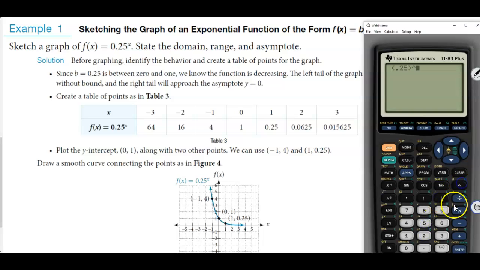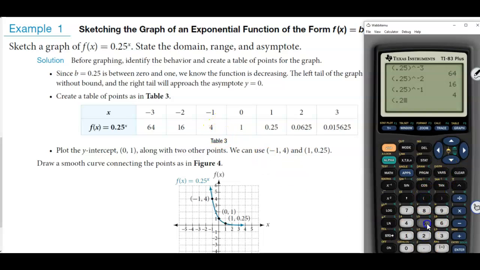Then we raise it to the exponent of negative 3, and what we get is 64. If we do the same thing again with 0.25 as our base and x equal to negative 2, that gives us 16. Again, 0.25 raised to the negative 1 power gives us 4.